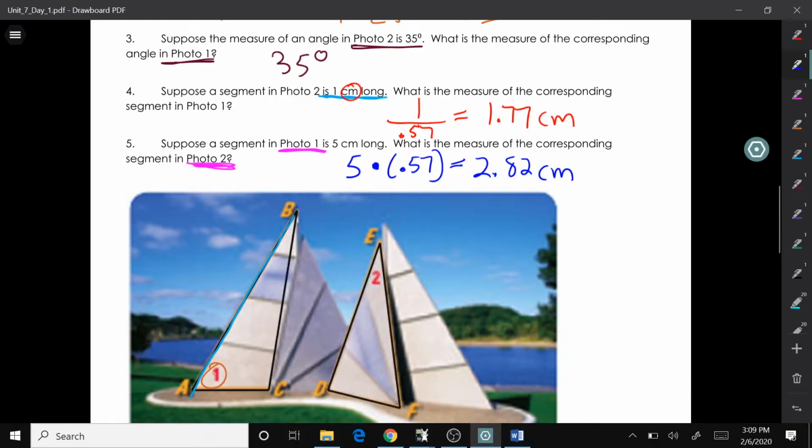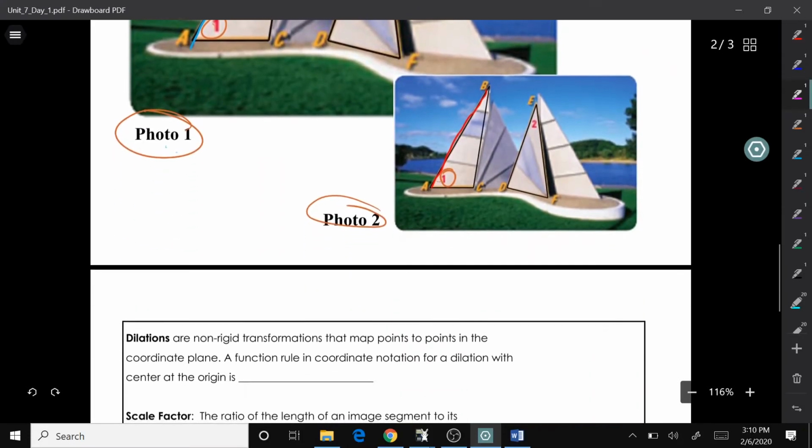So you just got to kind of remember that, and always think if your answer makes sense. If you would have done this backwards, if you would have done 5 divided by 0.57, you would have gotten a number that's bigger than 5. You would have gotten 8.77. And that shouldn't make sense because photo 2 is a smaller photo. So the corresponding length should be smaller than 5. So you can kind of use that to see if you're doing this correctly or not. All right, let's look at the next page, please.